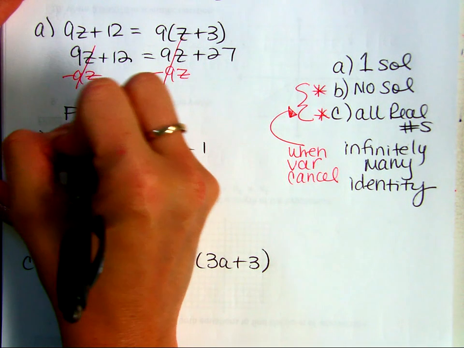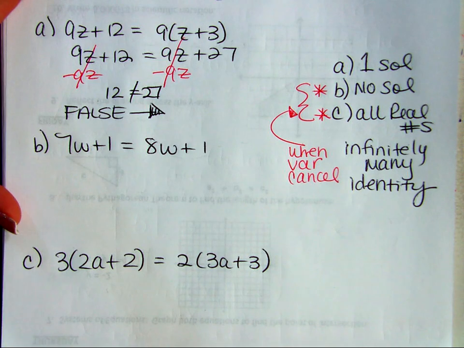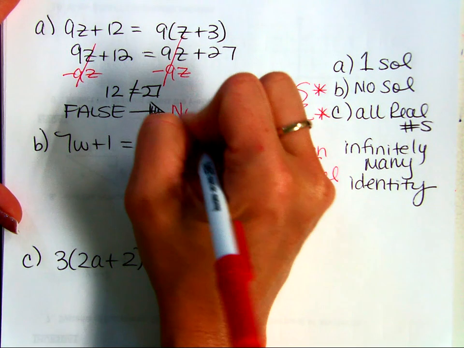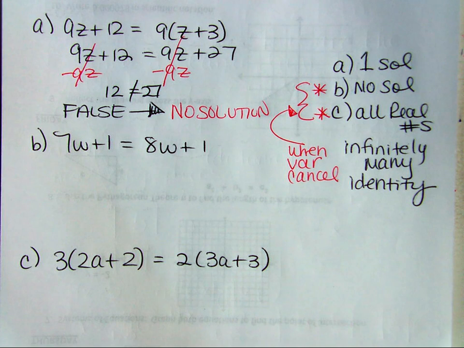So when your variables cancel, I want you to either put true or false. Now, you don't have to write true or false. You need to know what the true or false leads to. False leads to a no solution answer. Good on that?